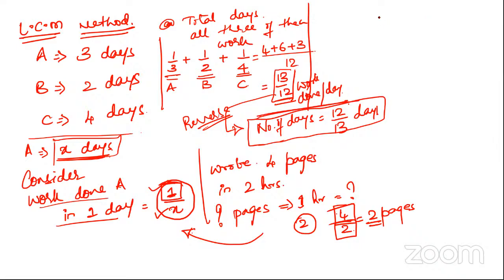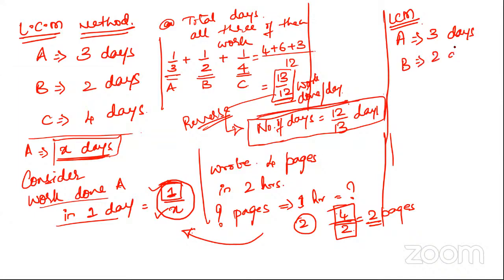Now I'll try to show here the LCM method, which maybe many of you know, many of you may not, but I'm just writing this so that it becomes a recap. What does the LCM method do? I know that A does a work in 3 days, B does a work in 2 days, C does a work in 4 days. This is known to me.